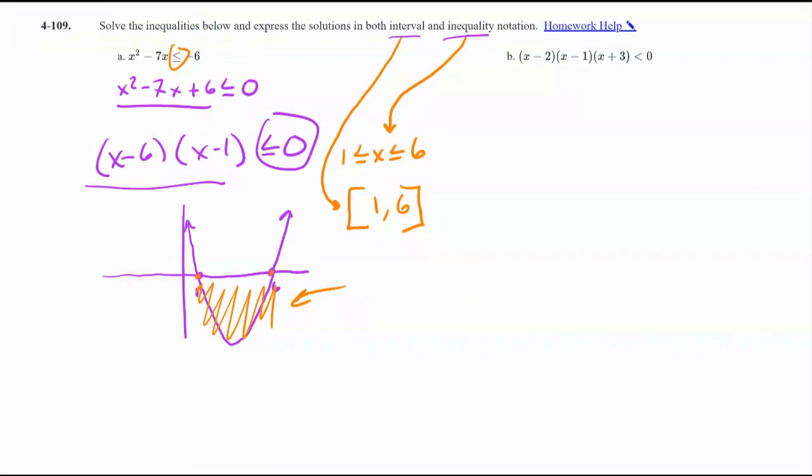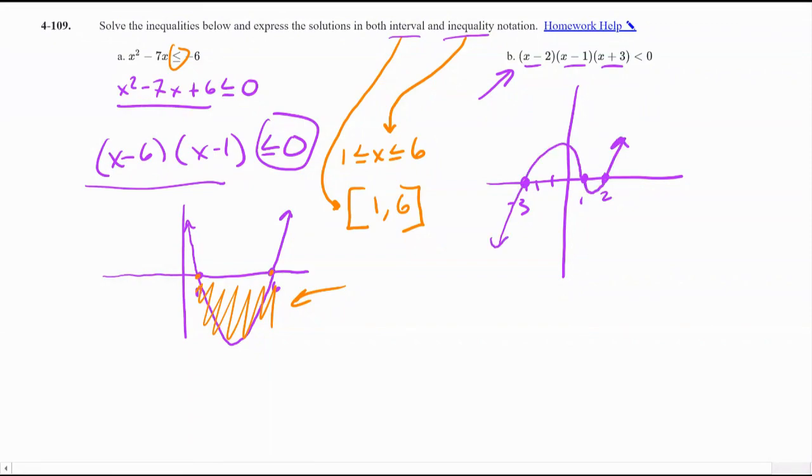For B here, I don't necessarily have to factor, but what I see is that if I were to graph this side of the equation, the x-intercepts are at positive 2, positive 1, and negative 3. It's a positive third degree function, so it's going to look something like this.